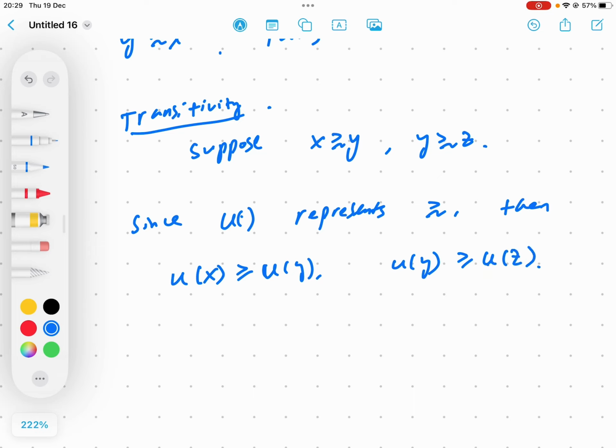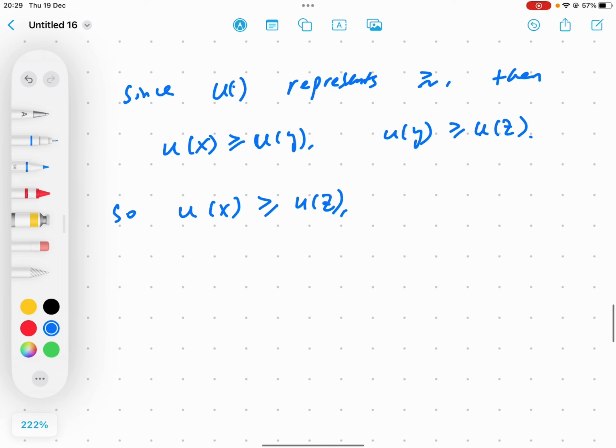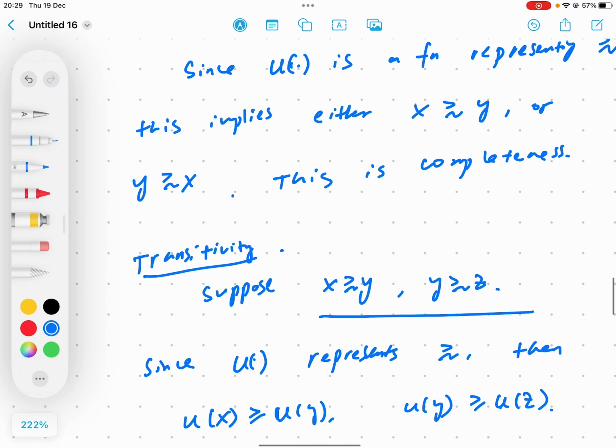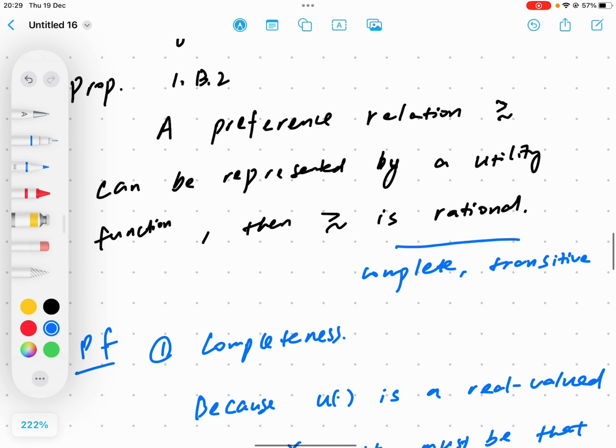The real numbers have transitivity, so u(x) must be greater than or equal to u(z). And again, because u represents the relation, x is weakly preferred to z. We start from this and we end up with this, so it means that the transitivity is proved. Good, so this completes the proof for this result.